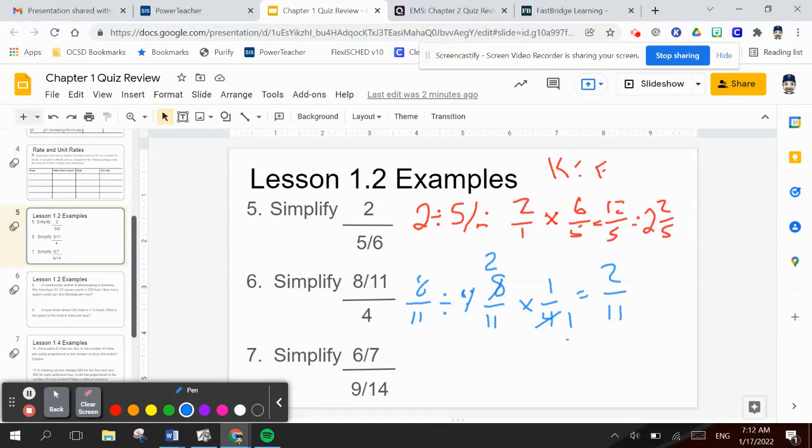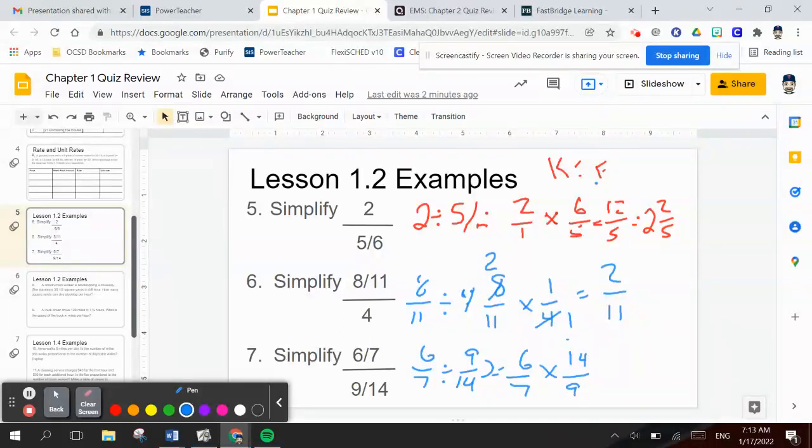The last one, number 7, it says 6/7 over 9/14. So again, that's 6/7 divided by 9/14. My keep, change, flip, I'm going to keep the first fraction the same. So 6/7 stays the same. I'm going to change the sign from divide to multiply. And I'm going to flip the second fraction. So I get 14 over 9.